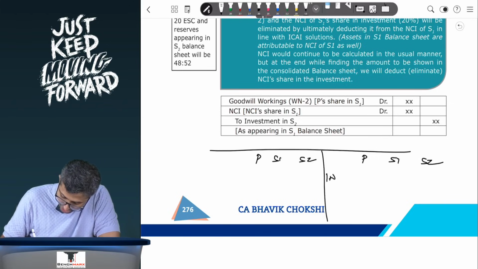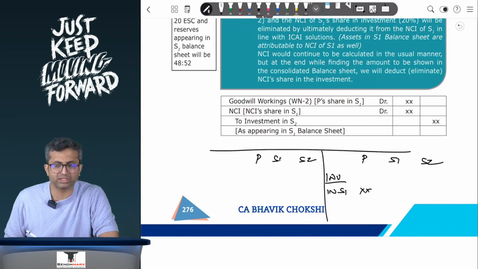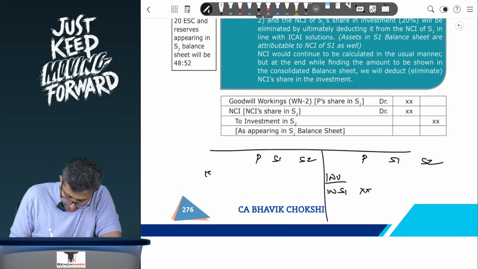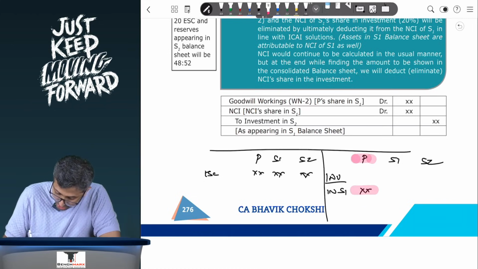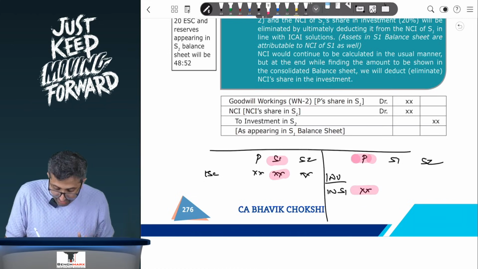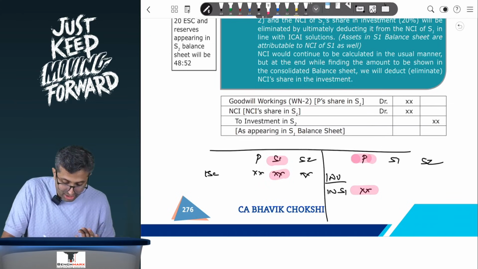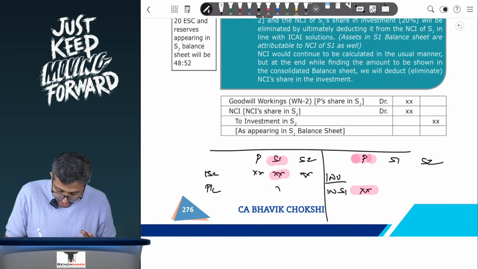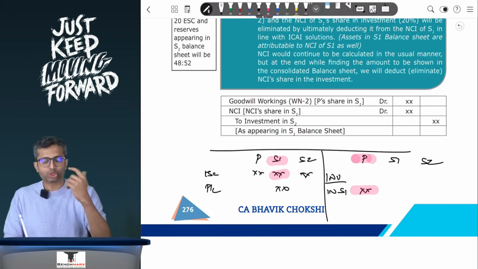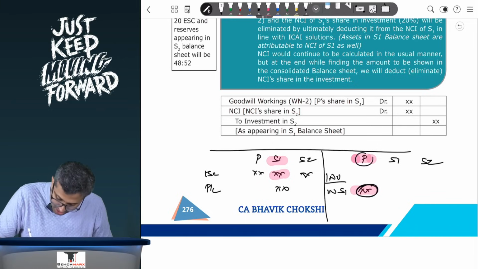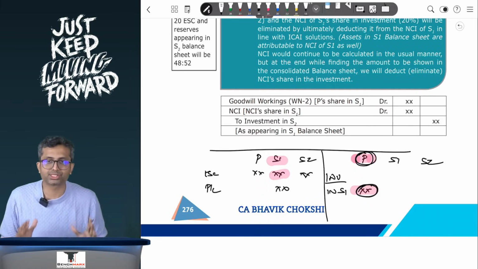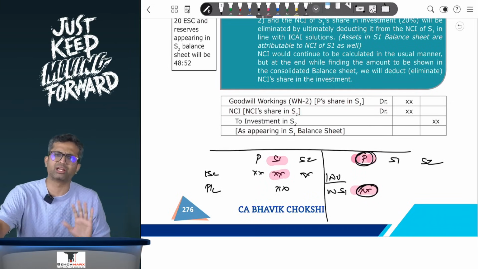Now when I look at investment in S1, this will appear in P's balance sheet. Against that you will eliminate the equity share capital which is in S1's books. So this is investment appearing in P's balance sheet. That will give me access to the share capital as well as the reserves, P&L as the case may be, which is appearing in the books of S1. Perfect. So when I eliminate this investment in P's books, 100% of the assets and liabilities of P's books are attributable to P only.